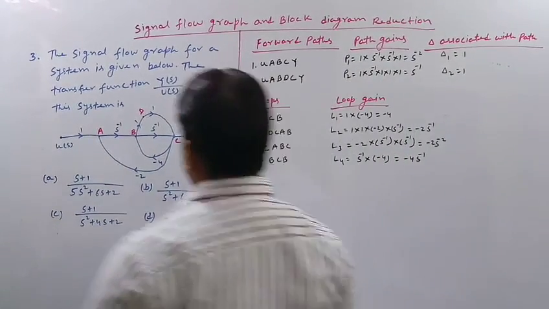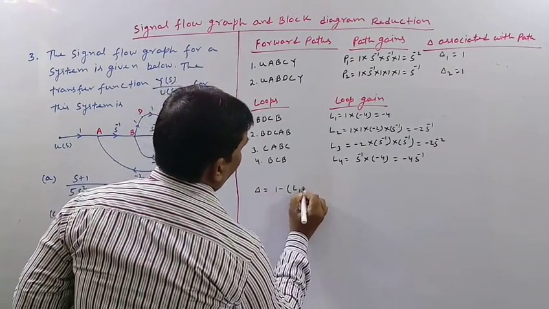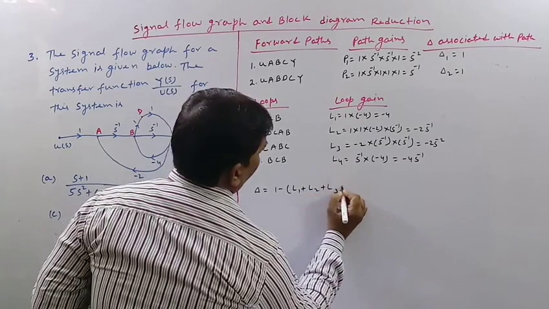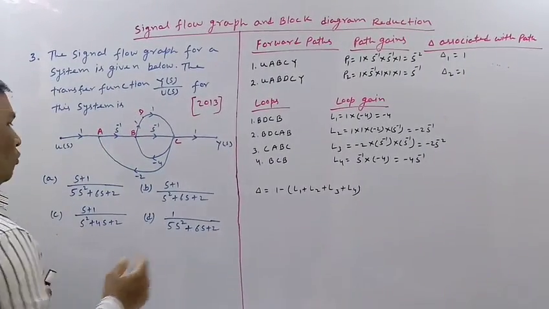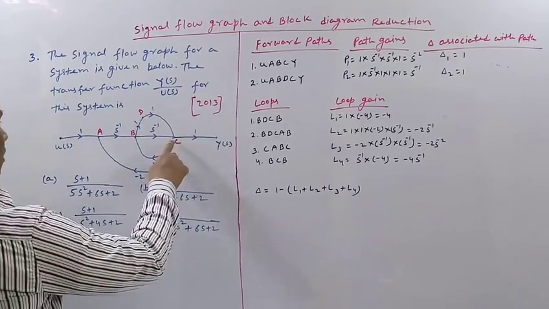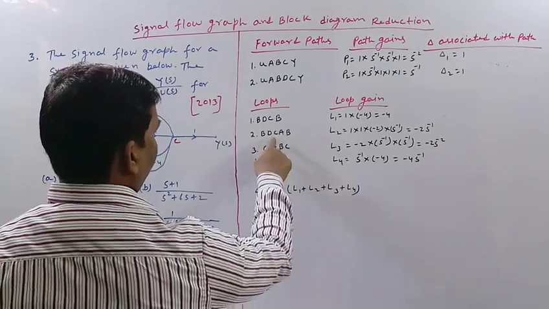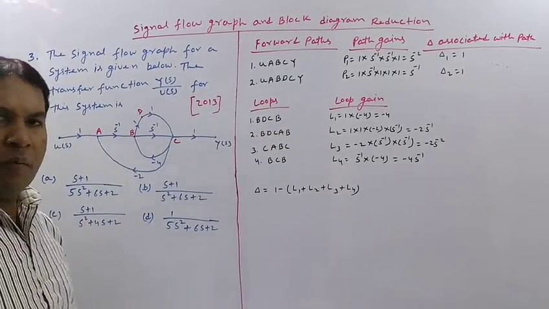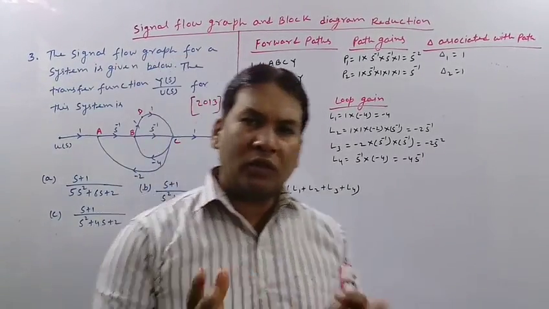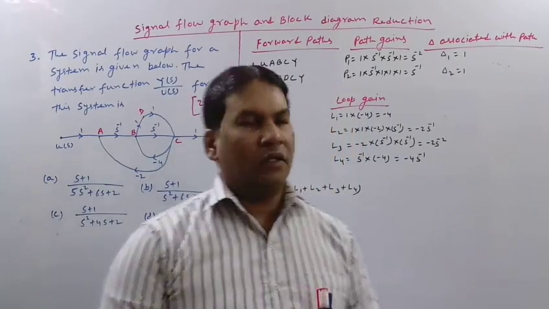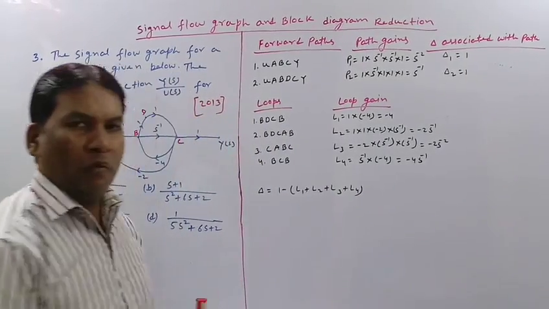Again, what will be the delta? The delta equals 1 minus L1 plus L2 plus L3 plus L4. Let us see whether any 2 loops are non-touching. No, because all loops are passing through C. Here C, here C, here C, here C, here C. So all loops are touching each other. So there exists no 2 loops which are non-touching to each other. So 1 minus L1 plus L2 plus L3 plus L4 will be delta.